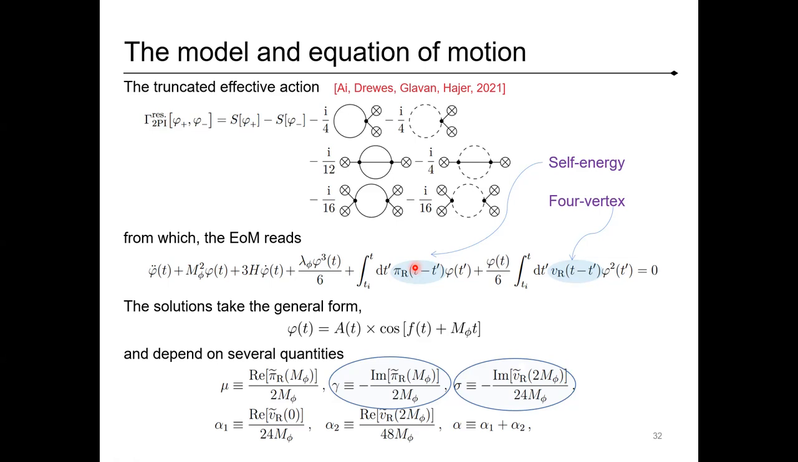it assumes that the decay of the amplitude is very slow. So gamma is very small. For every single oscillation, you can do some expansion, a tidal expansion, and so we simply ignore the memory effects.